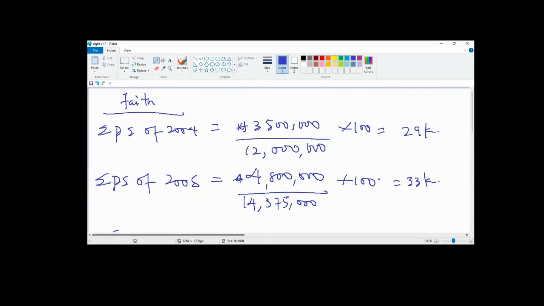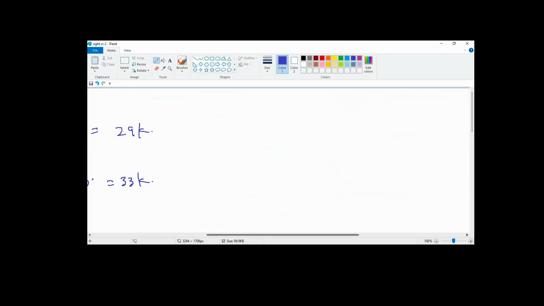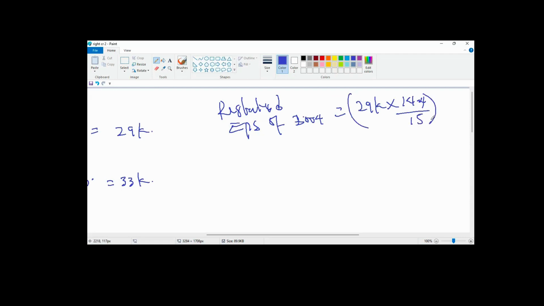You restate. I will now say restated EPS. The rights issue was done in 2005, so 2004: what is the earnings per share for 2004? 29 kobo times 14.4 over 15. This is the restatement. This is how to restate.